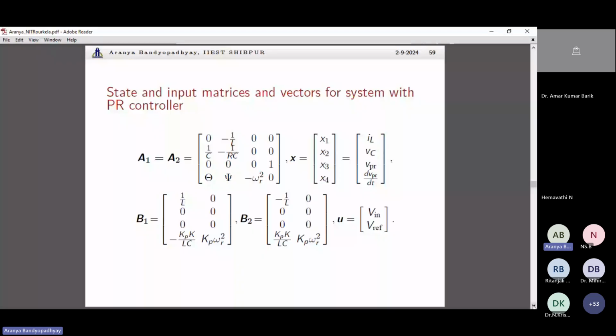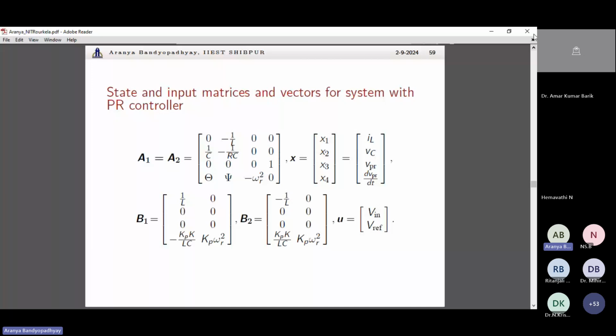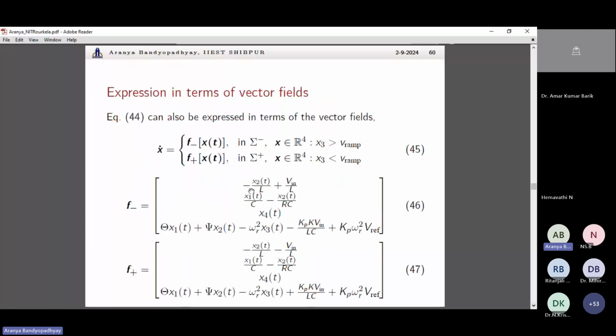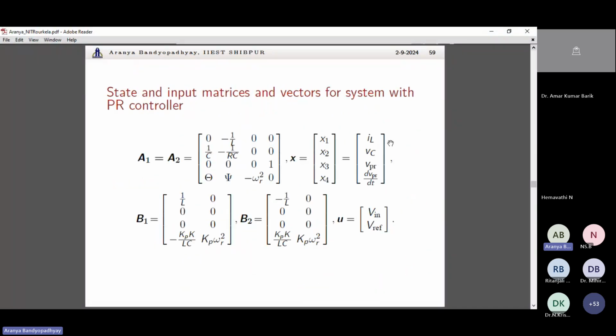These are the basic state and input matrices. We can also express the state space representation in terms of the vector fields, which is nothing but another representation of the differential equation. And this is how the Filippov matrix for the state event switching would look like. Much simpler, isn't it? And the X4 term is only arising due to the output of the proportional resonant controller. This is how the state space variables have been assigned, VPR and dVPR/dt.